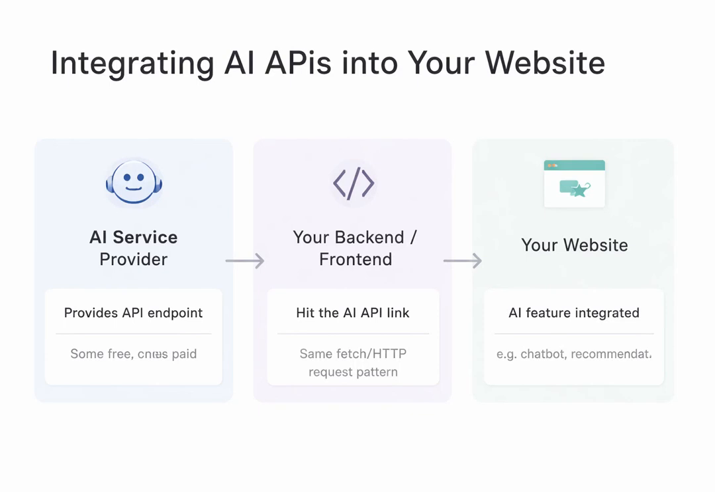Here's something really powerful. Many AI services also expose their functionality through APIs. So just like you hit your own Laravel API endpoint, you can hit an AI provider's endpoint and get AI capabilities directly inside your website. Some AI providers offer free API access, though many have started charging. The good news is you can ask an AI tool itself to help you find free API options. The integration process is identical. You hit a link, you get a response. That's how you embed AI features of chatbots or smart recommendations into your own web projects.